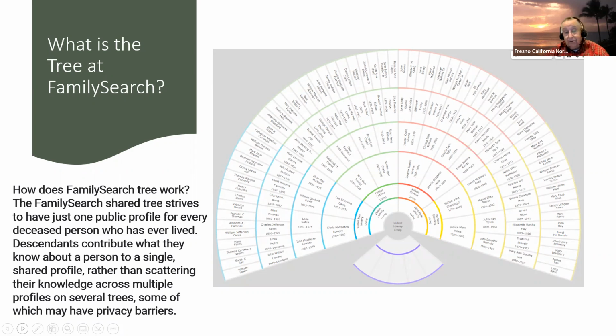Okay, the descendants contribute to these profiles, and they all work on the same profile so that they're working together, bringing this knowledge together rather than scattering it and having some of it over on this tree and some of it over on that tree. And so the idea is to try to gather everything together about a person.